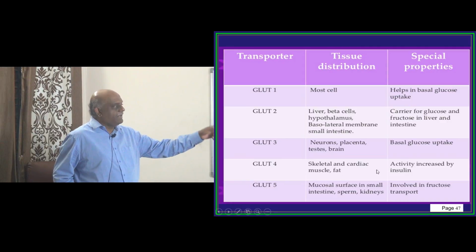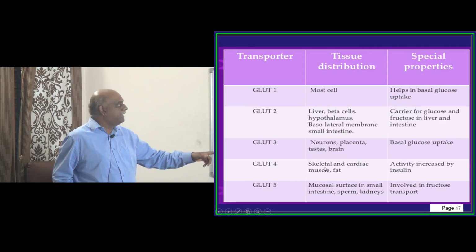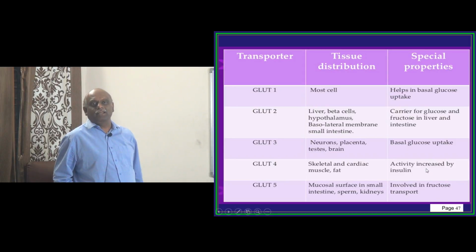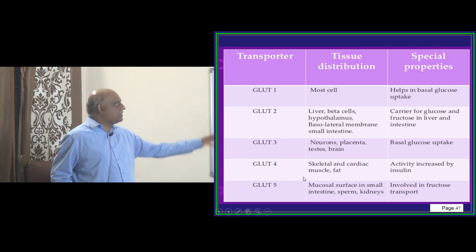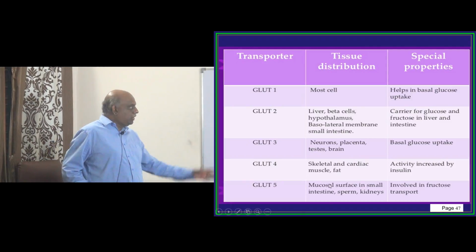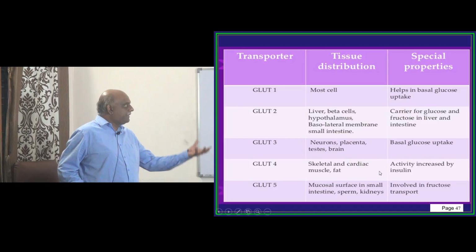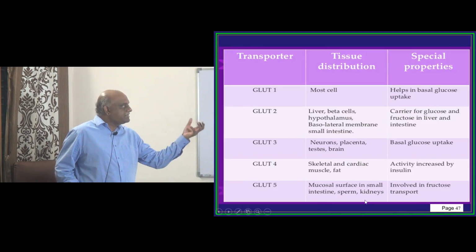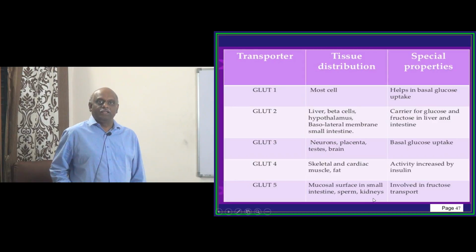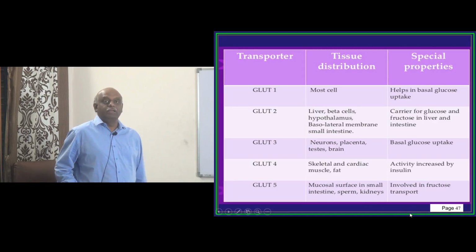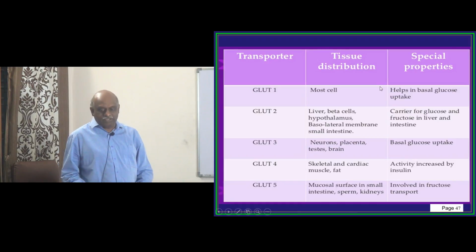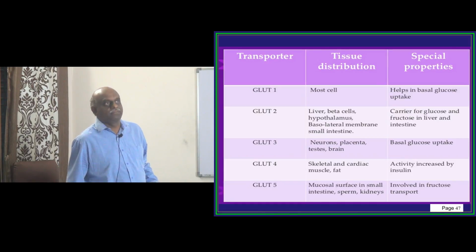Skeletal muscle, cardiac muscle and fat tissue, adipose tissue have GLUT4, this is the one which is controlled by the insulin, is what you have to basically remember. GLUT5 is typically involved in the fructose transport, and it is there on the mucosal surface of the small intestine, sperm and the kidneys. GLUT5 is the one which you will come across.